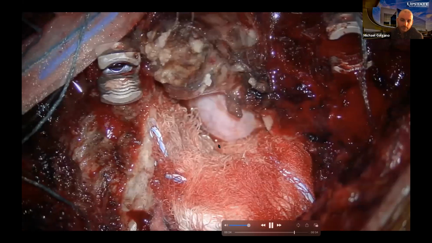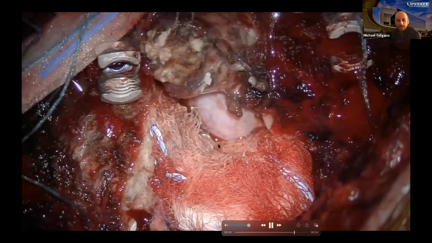Anyone have any comments about the technique here, or if anyone would do anything a little bit different for this case?